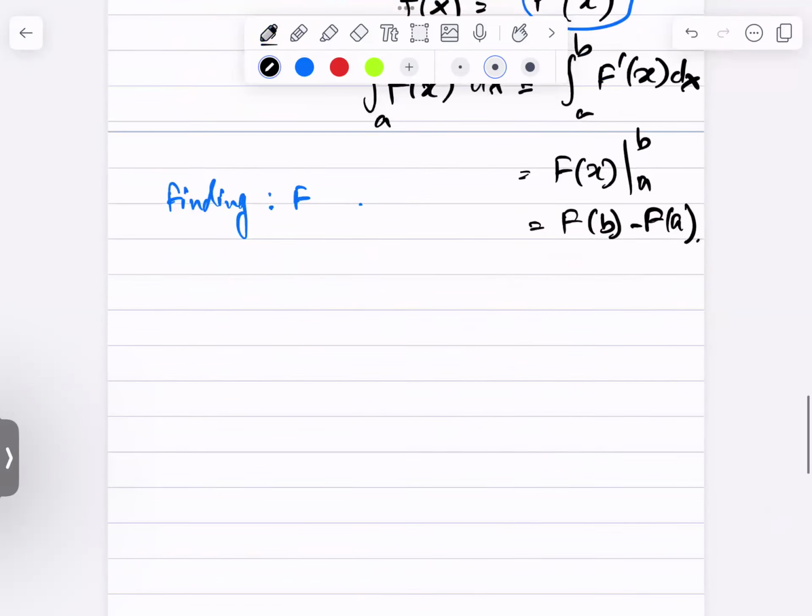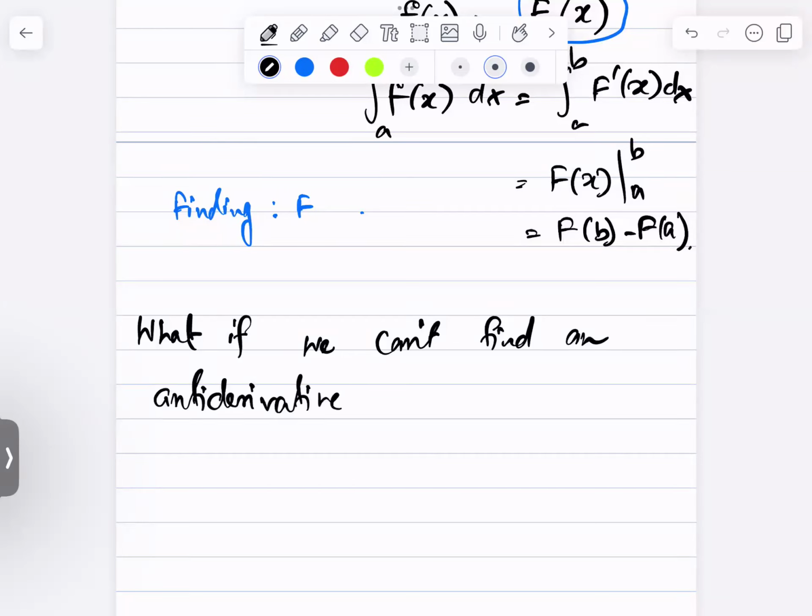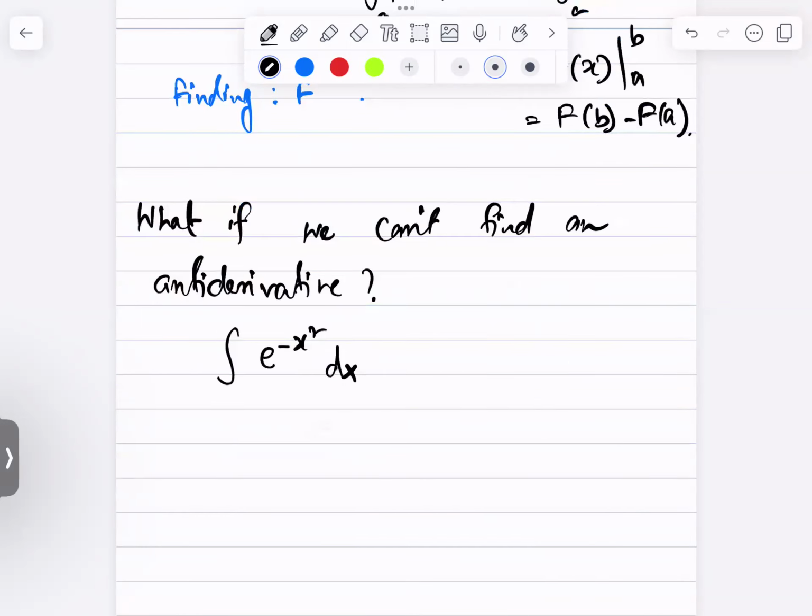But what if my integrals are quite complicated? What if we can't find an antiderivative? For example, if you have something like, I don't know, e to the minus x squared dx, say from 5 to 10, something like this. Or you have the square root of 1 plus x to the third dx.